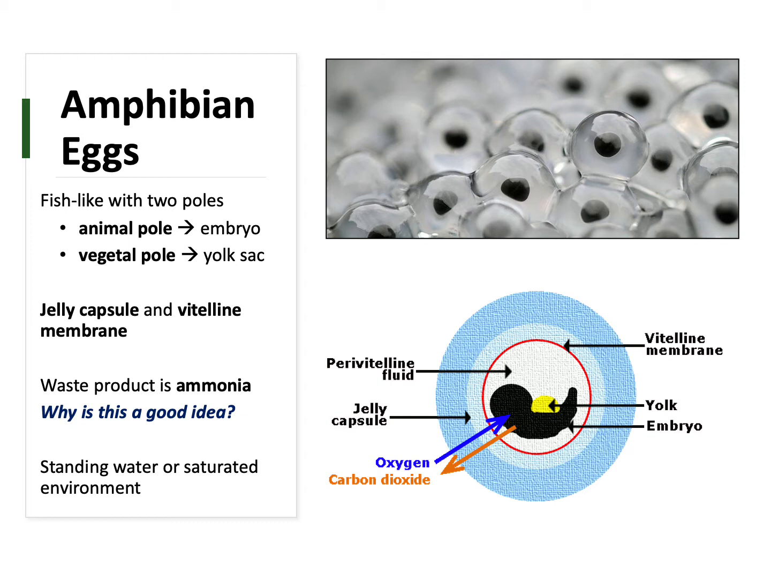The jelly capsule, on the other hand, is a substance that's designed to make it a little more dense, allowing it to sink into the water column or to become sticky and be able to attach to other eggs in mass. Now, the waste that this embryo produces in this amphibian egg is ammonia. Why is ammonia a good idea in this situation? Well, if you recall from our earlier lectures on fish, ammonia is a waste product that can easily diffuse through a membrane, and it's highly soluble in water.